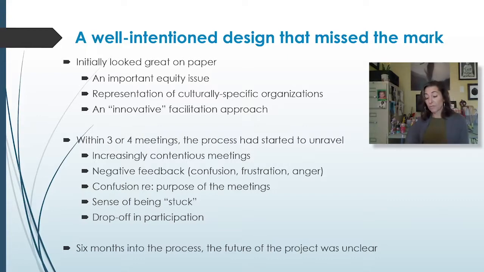And as the project unfolded in those early months, it really became clear that there actually were some fundamental problems with the initial approach. The community council meetings became pretty tense at times. The feedback on the meetings indicated a decent amount of confusion, frustration, sometimes just outright anger, and meeting attendance really started to drop off. So probably about 6 months into the process, the future of the project was unclear. There was a lot of concern that the community council might just fade away. And indeed, there were some folks who did leave at that point.